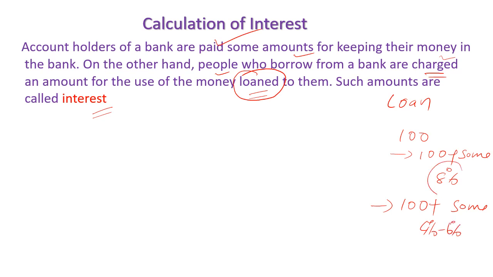So this extra that we are getting, or the extra that the bank is taking from the borrower, both the money taken from the loaned person and the money given to the person who has a savings account, both this money which is given extra to us and which is taken extra from the borrower is named as interest.